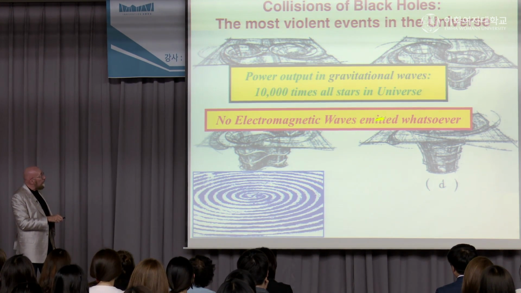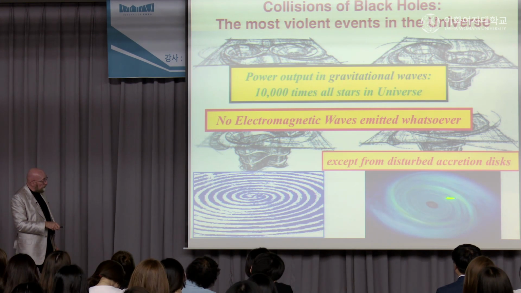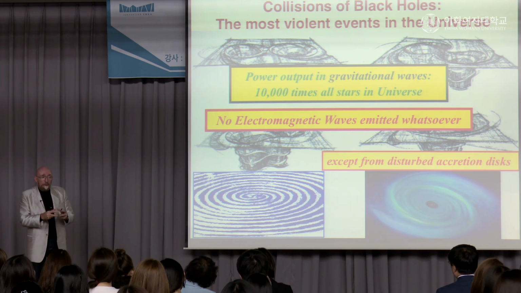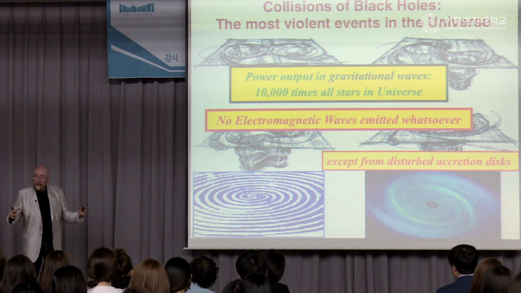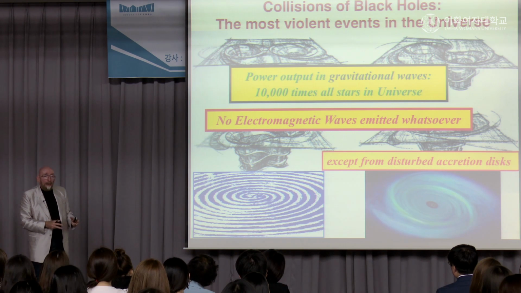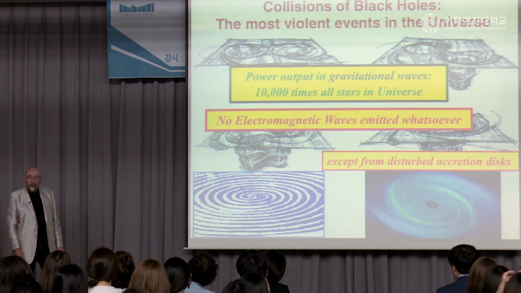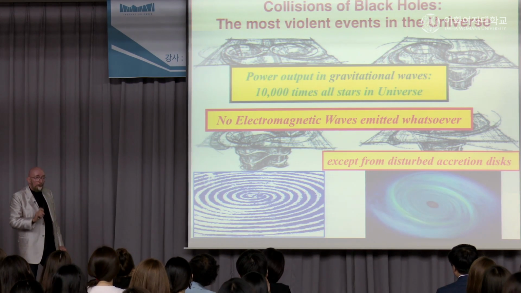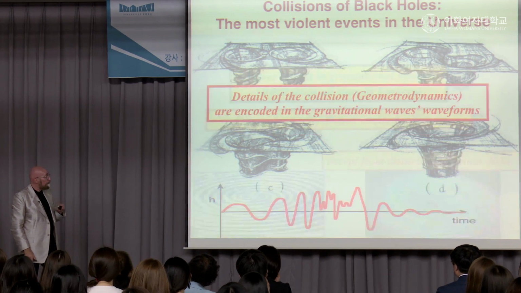And there are no electromagnetic waves emitted at all, except if the black holes are surrounded by a disk of hot gas, a so-called accretion disk. Then in the collision, these waves going out and the energy they carry will disturb that disk, and there will be some bright electromagnetic emission, light, X-rays, gamma rays perhaps, and much later radio waves. But they're not coming from the black hole, and the luminosity is very, very small compared to the gravitational waves.